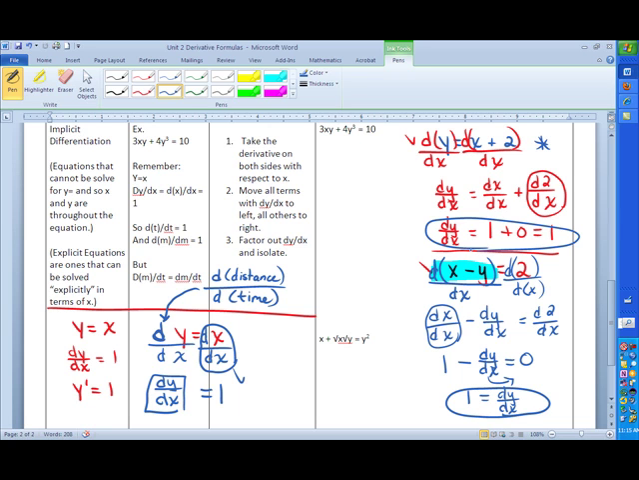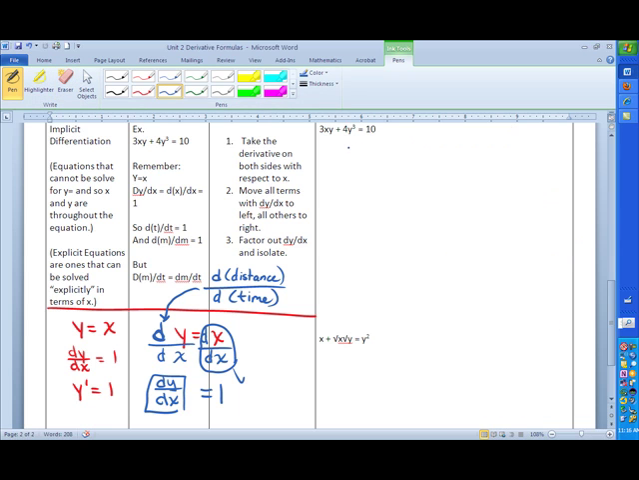You have to remember that a variable is a variable is a variable. So if you have two variables multiplied together, we have to use the product rule. If you have a variable divided by a variable, you have to use the quotient rule. So it doesn't matter what the variables are. If they're variables, we have to follow the rules that you just learned.